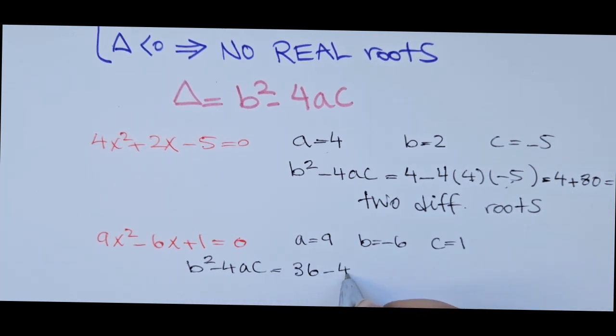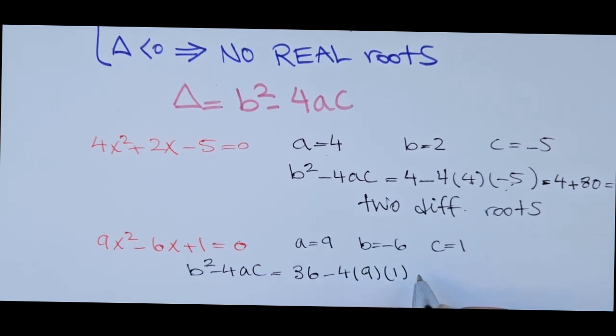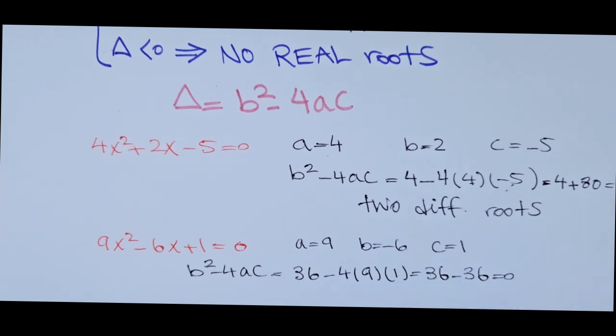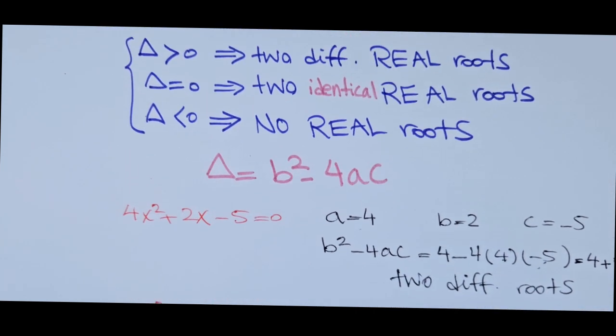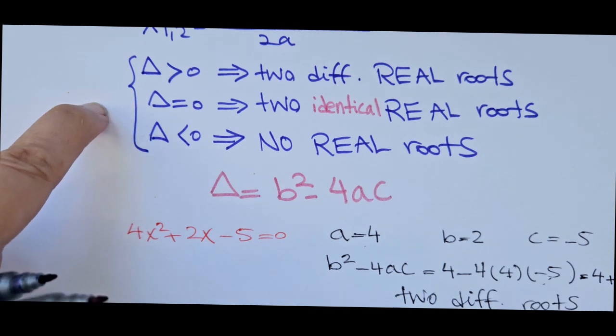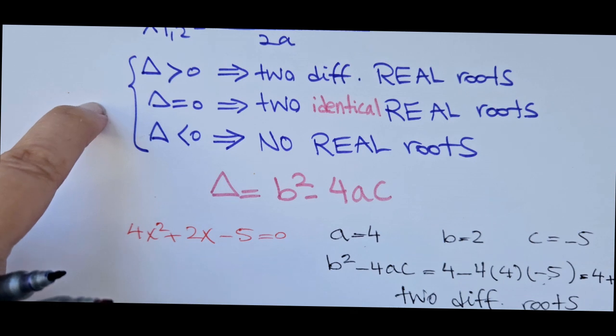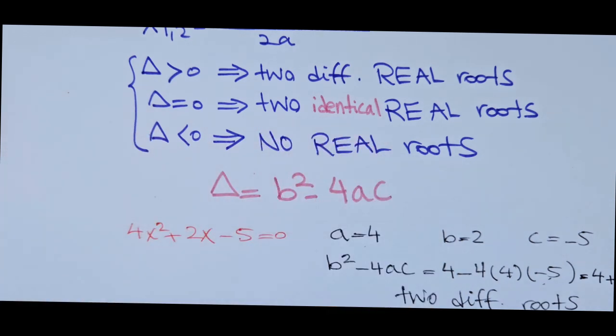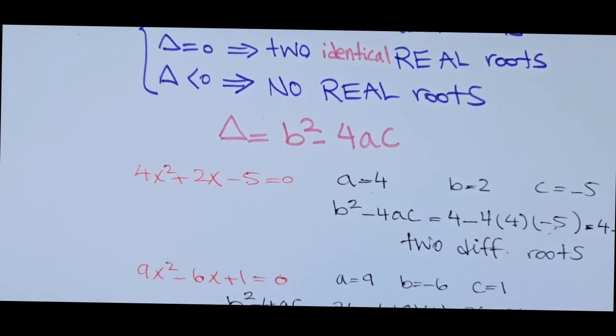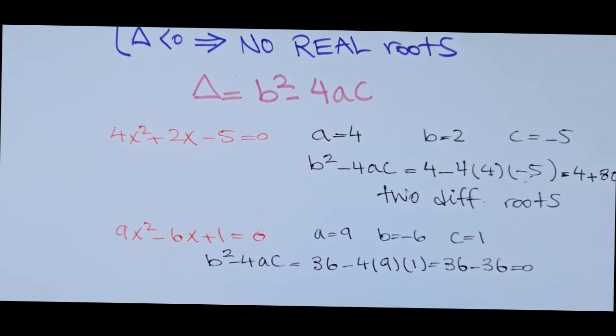Okay, so here again, b squared minus 4ac, substitute it. So 36 minus 4 times ac, that is 36 minus 36 equal to 0. So here your discriminant is equal to 0. That is situation number 2. When the discriminant is equal to 0, you would have two identical real roots. So again, you have two roots, but they are identical. And what does it mean? That means if you try to solve this, whatever roots you get, they would be identical.